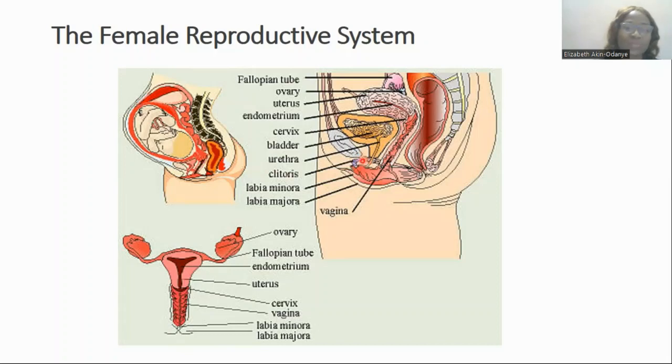The clitoris is the most sensitive point for female sexual stimulation, and it's an erectile tissue. It's an erectile tissue similar to the penis. It's equivalent to the penis in the male.